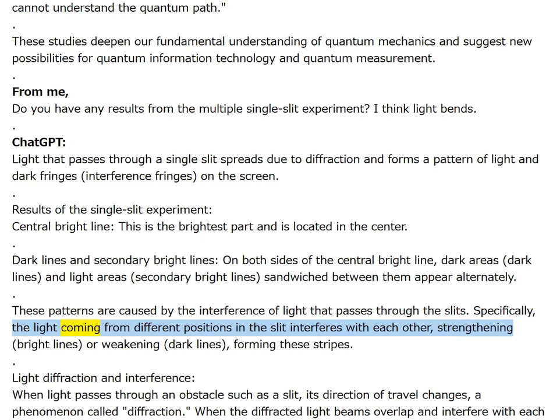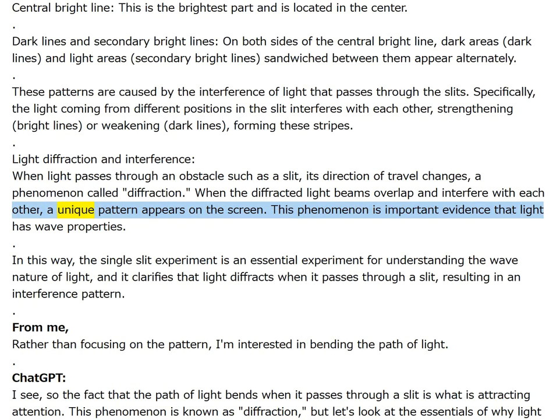Specifically, the light coming from different positions in the slit interferes with each other, strengthening bright lines or weakening dark lines, forming these stripes. Light diffraction and interference: when light passes through an obstacle such as a slit, its direction of travel changes, a phenomenon called diffraction. When the diffracted light beams overlap and interfere with each other, a unique pattern appears on the screen. This phenomenon is important evidence that light has wave properties.